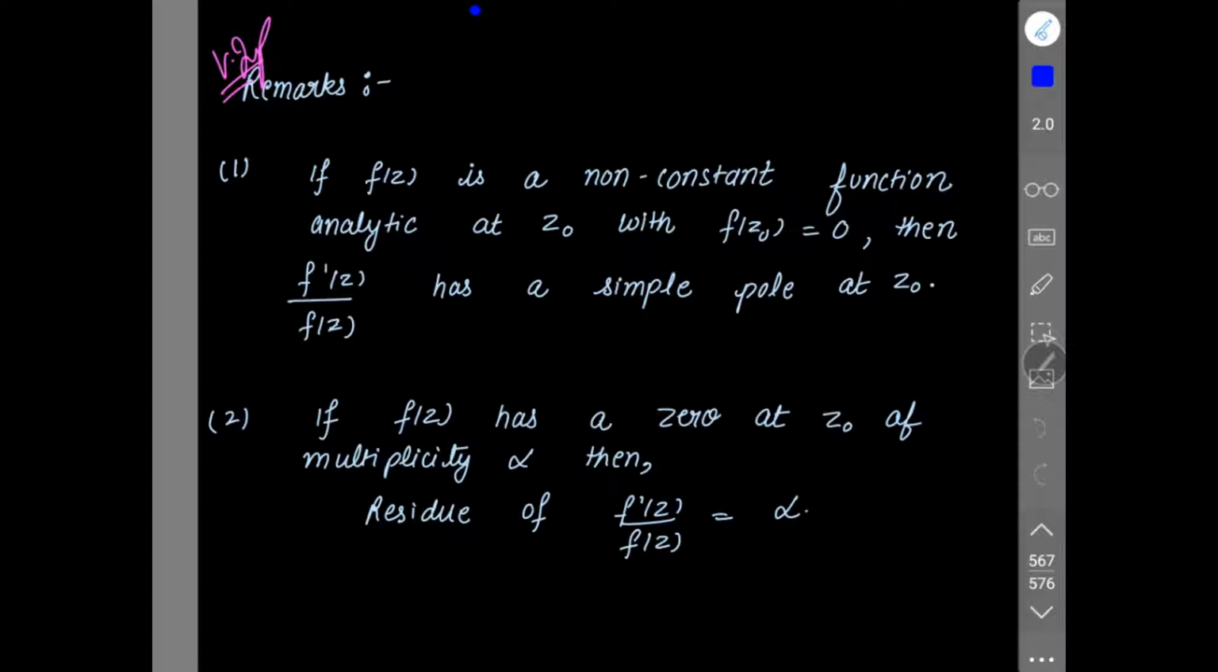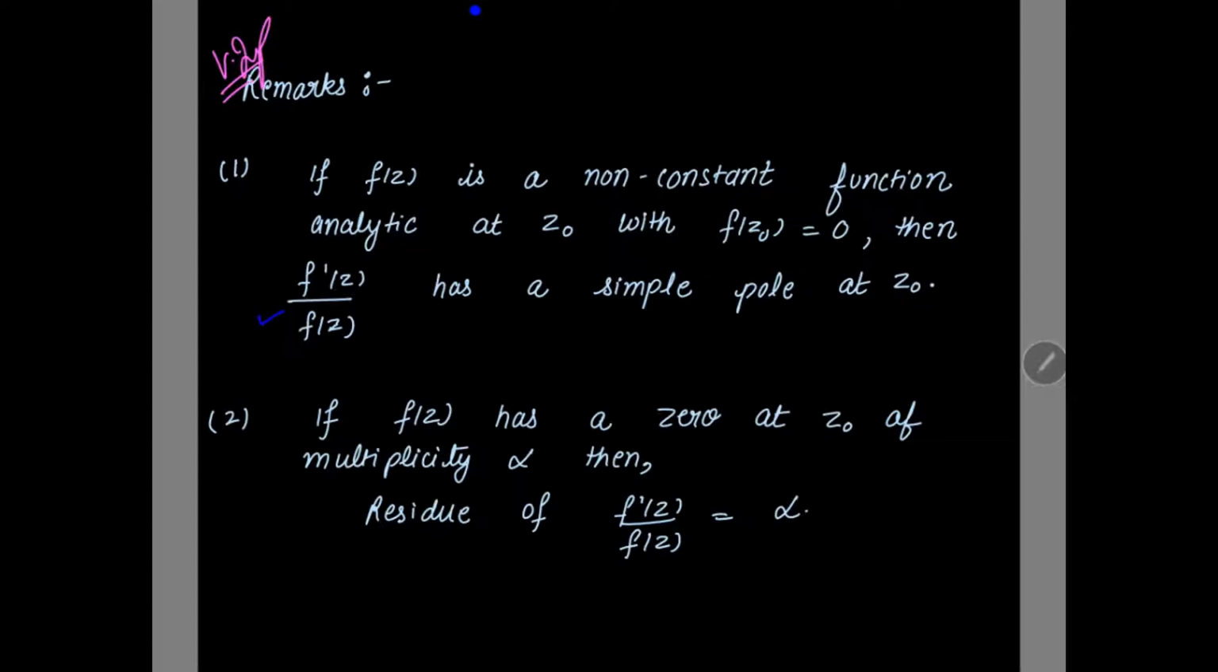So first one is, if f(z) is a non-constant function, analytic at z0 with f(z0) equal to 0, then f'(z)/f(z) has a simple pole at z0. So we are having f(z) to be a non-constant function which is analytic at z0, and f(z0) equal to 0 means it is having a zero at z0. Then f'(z)/f(z) has a simple pole at z0. Remember this.